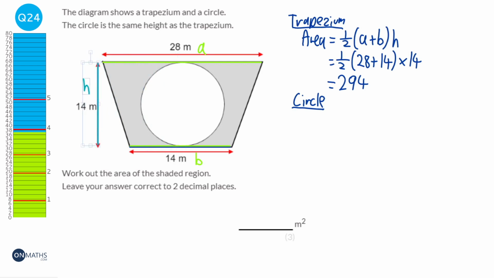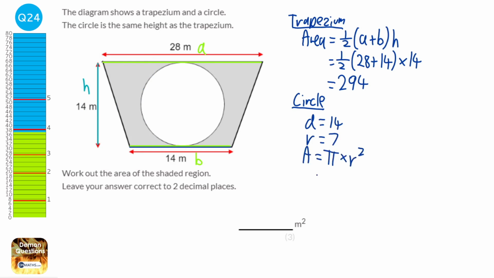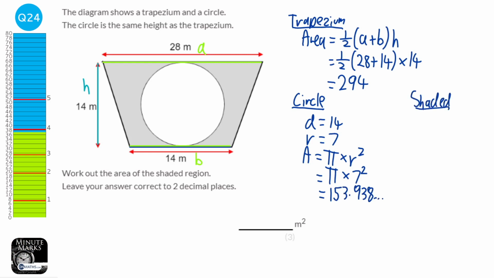So the height of the circle is the same as the diameter. So the diameter of the circle is 14. Therefore, the radius would be half of that, which is 7. And the area of a circle is pi times the radius squared. So it would be pi times 7 squared, which will be 153.938, and so on. Now keep that in my calculator, because next thing we'll do is the shaded area part.